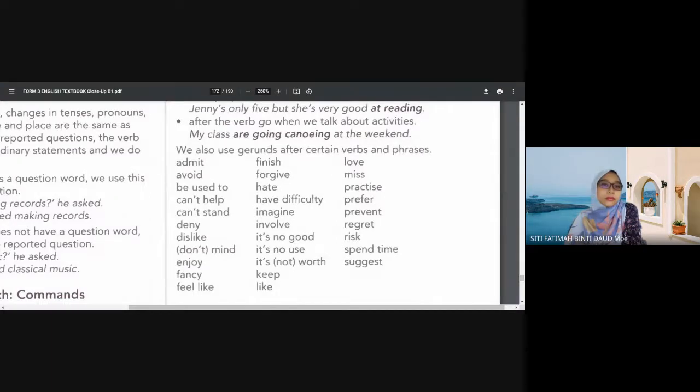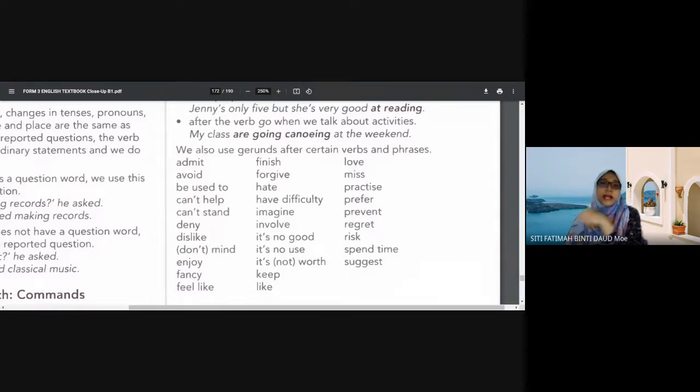Deny. Deny something. Dislike. Dislike eating sushi. Don't mind. I don't mind reading this book all day long. I enjoy cooking. Fancy. Feel like. I feel like sleeping all day. Finish. Forgive.